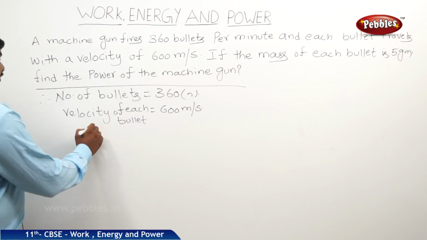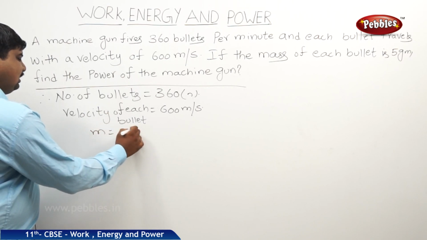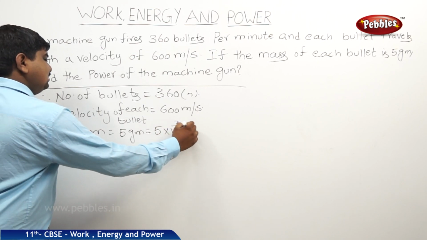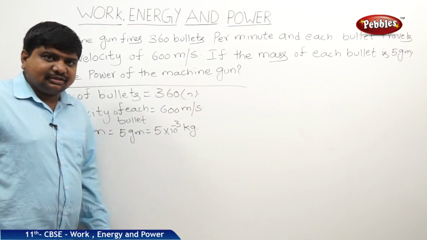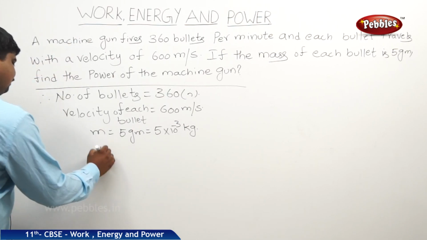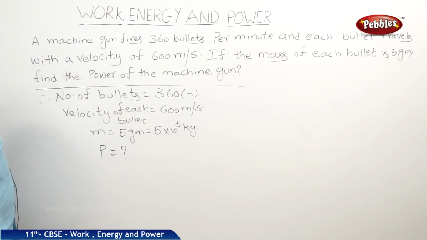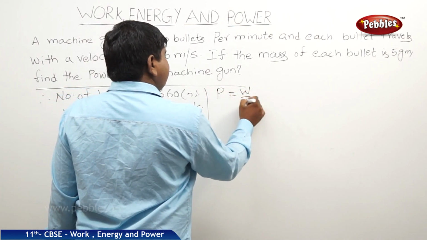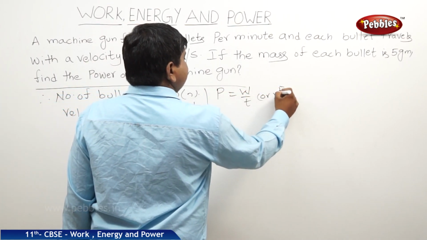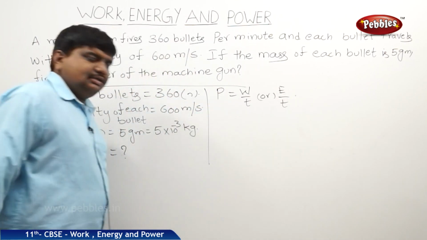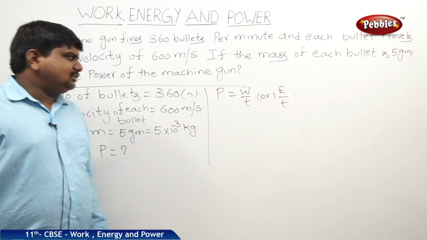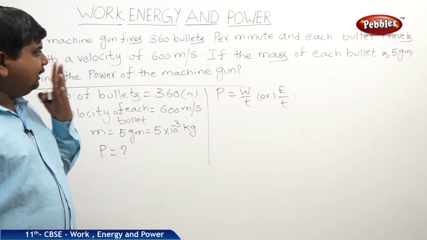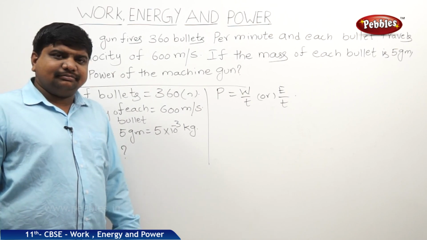If the mass of each bullet is 5 grams, that is 5 into 10 to the power of minus 3 kg, because we should convert all the values into the same system. We should find the power, where power is equal to work by time or energy by time. Work by time means F into S by T. So we should find the force, F equals ma, where mass is there but acceleration is not.